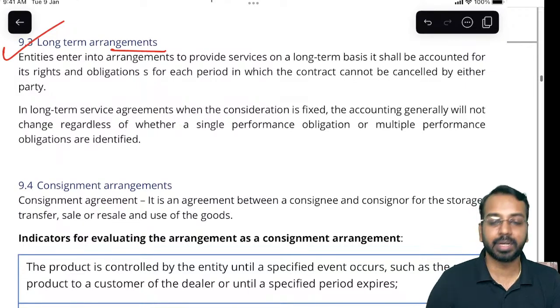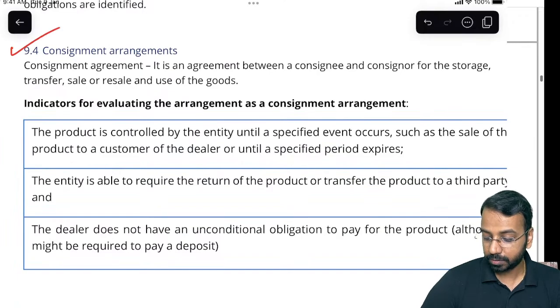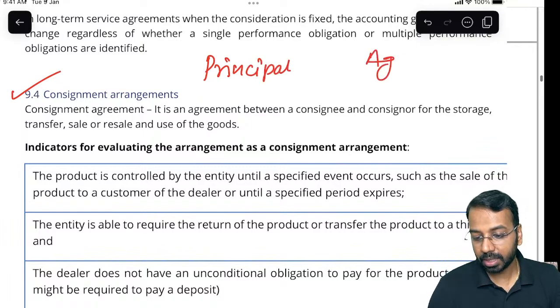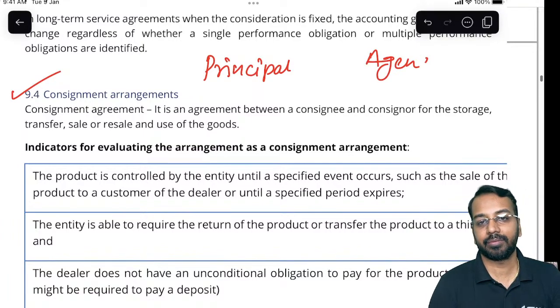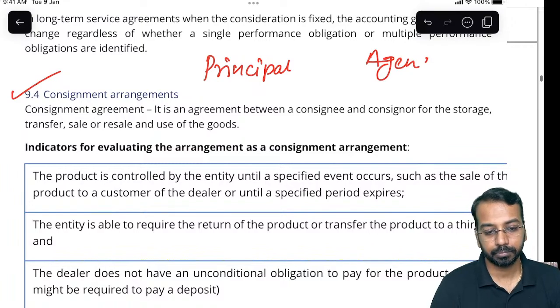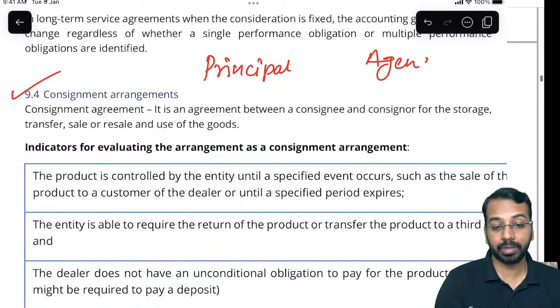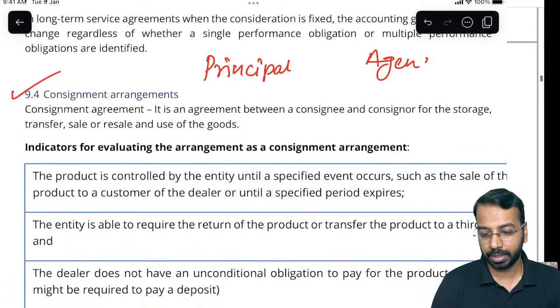Then we have consignment arrangements. Now in consignment arrangements, we have principal and we have reason. If the customer doesn't exercise, then you will recognize it as revenue and take it to P&L. If the customer exercises also, you will club it with the other transaction price and take it to the P&L.